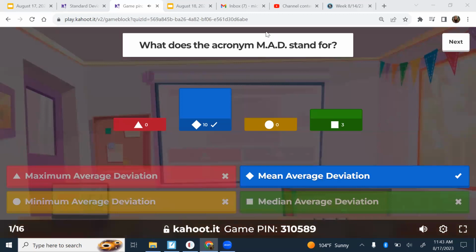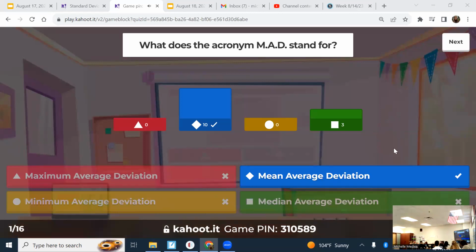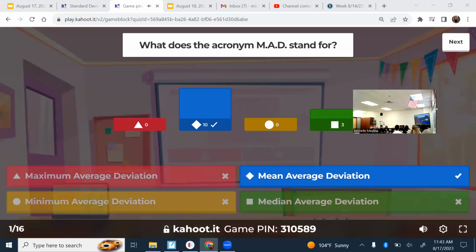Okay, great. Technically in class, we said it was mean absolute deviation, which it is. But out of these four options, the only one that it could be is the one that's a mean. Again, you don't have to write the whole thing, just put MAD equals mean average deviation or mean absolute deviation.